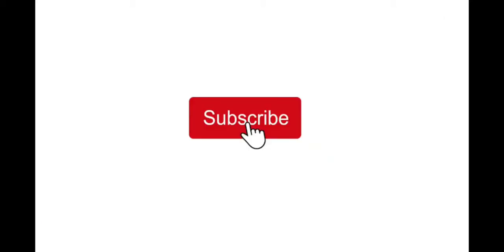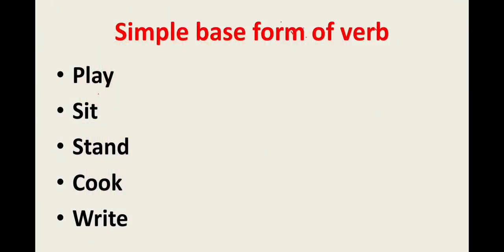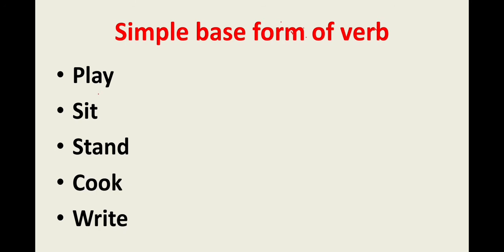So you should always remember that the subjunctives come either in the simple base form of the verb or in the to be form of the verb. Simple base form of the verb means a verb in its base form, a verb in its simple present tense without s or es. Okay, I'll explain the to be form of the verb later. For example, play, sit, stand, cook, write. All these verbs are written in their base form without having s or es. So I am not saying plays, sits, stands, cooks, writes. They are written in their base form.